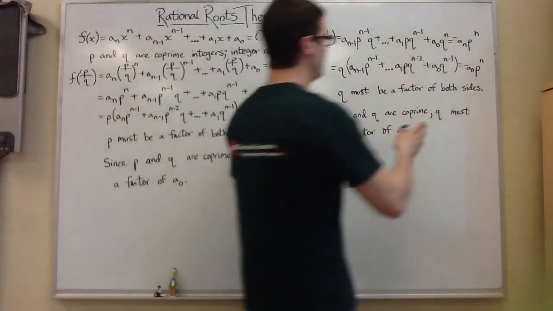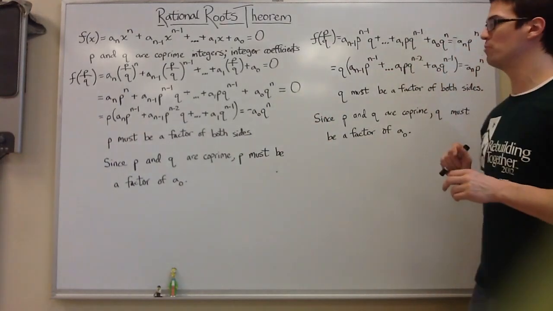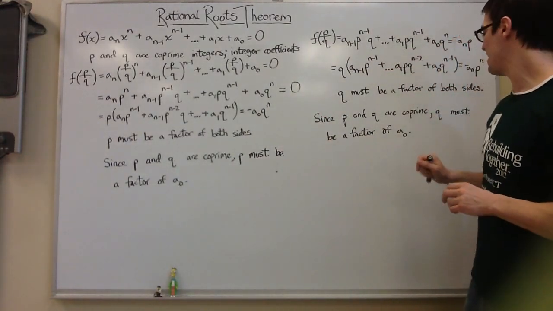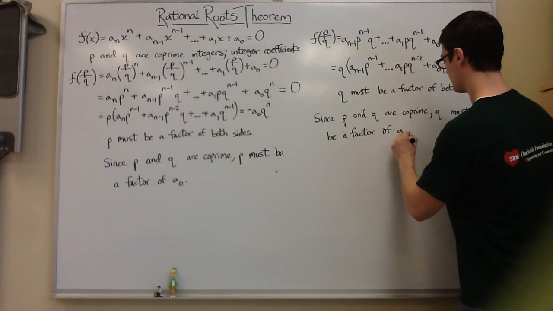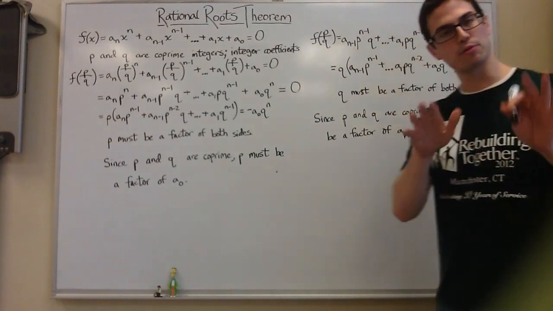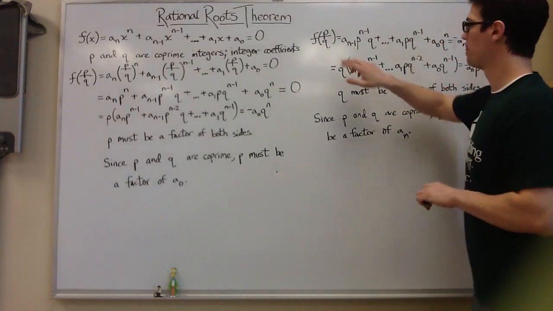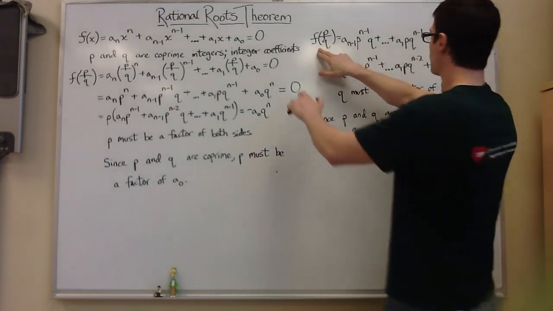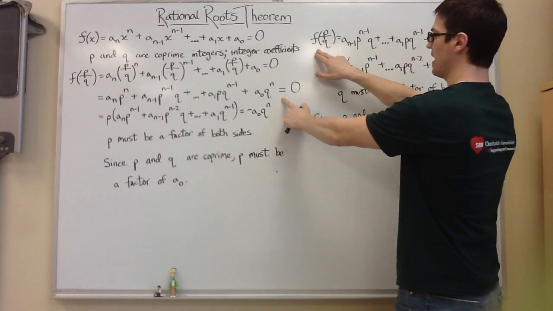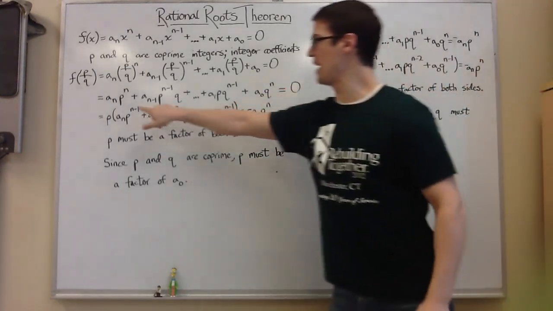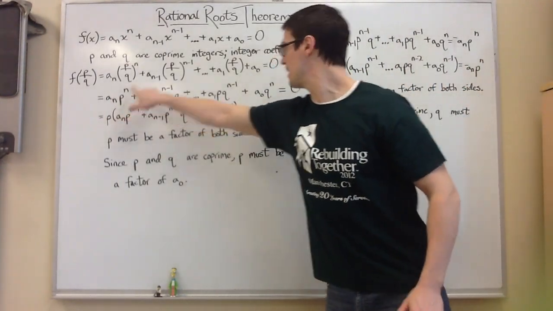What we're going to do on this side now is show that q must be a factor of an. And I wrote a0 here. That's a little error. Let me fix that. an. Okay, and I'm going to prove that right now. So here we go. All I'm doing is taking the line from right here, taking this an p to the n power, and I'm subtracting it to the other side.